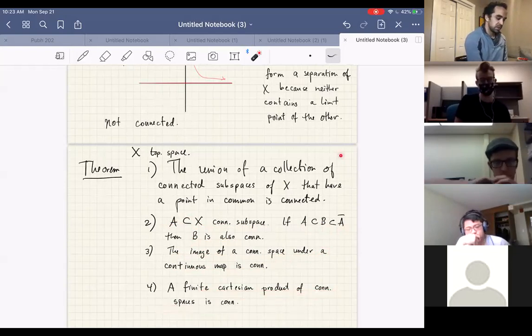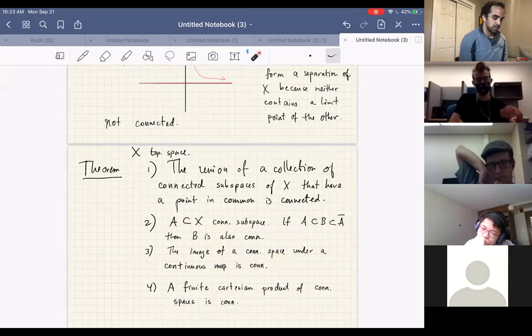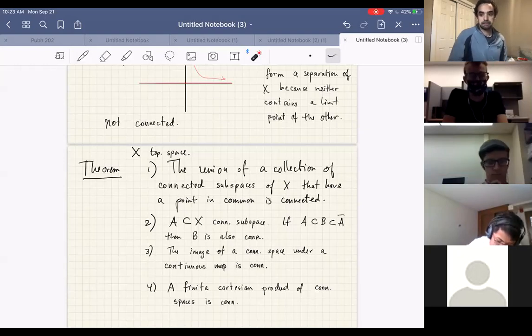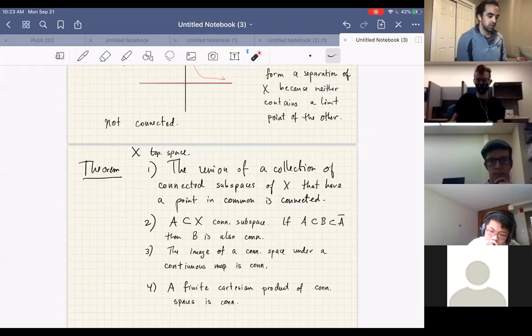So all of these statements give us ways of constructing connected spaces out of other connected spaces, right? Okay, so we will continue with this on Wednesday. Any questions?